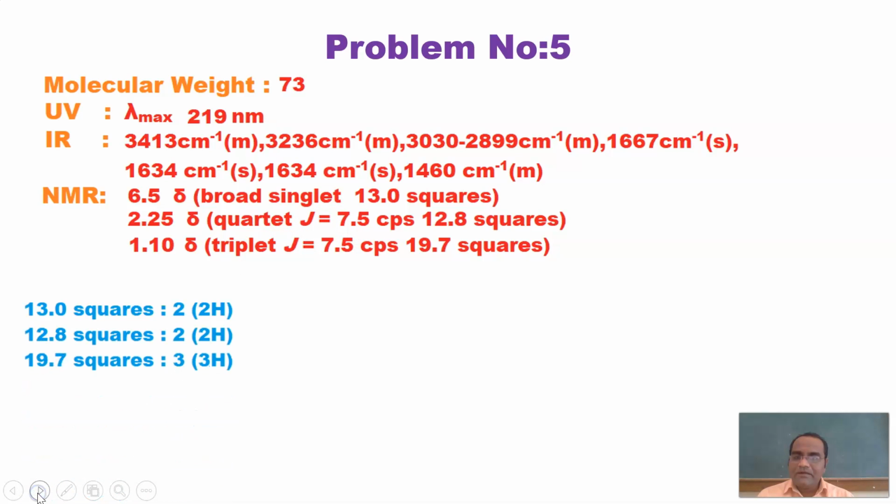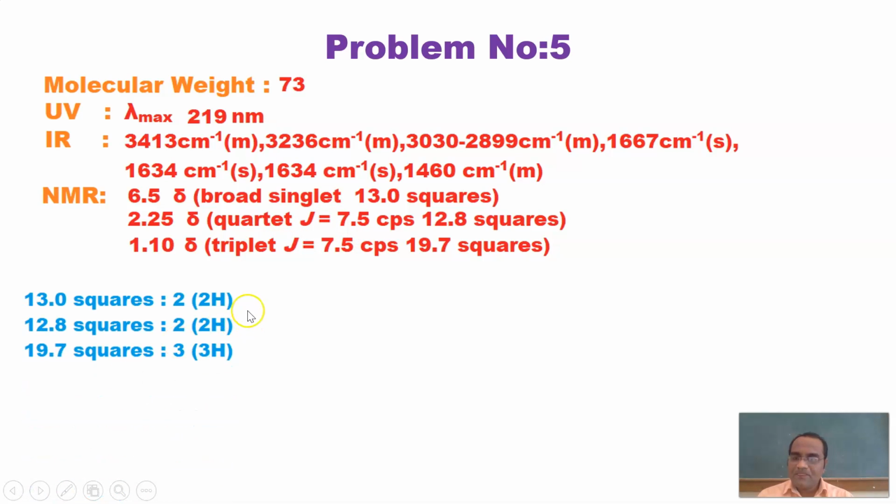Now we'll calculate the number of hydrogens according to the squares. I have divided by 6. Approximately, it shows the ratio 2, 2 and 3. It cannot be in decimal points, so you just have to write whole numbers. So the number of hydrogens are 2, 2 and 3. The quartet and triplet are adjacent to each other.